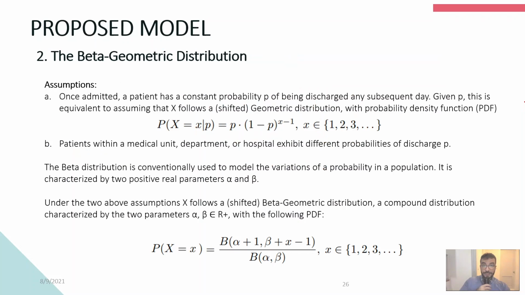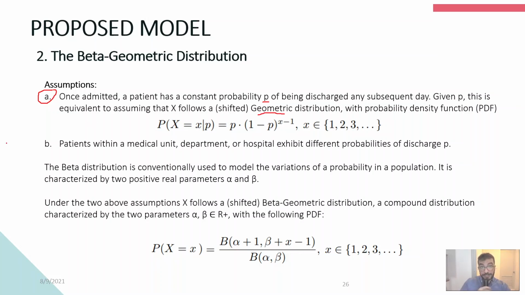The beta geometric is a discrete compound distribution that can be used to model a wide variety of tail behavior, depending on its underlying parameters. In addition to its discreteness, it is supported by natural assumptions to model the length of stay. If we assume that upon admission a patient has a probability P of being discharged any subsequent day, what we get is a geometric process, that is the number of trials before a success.